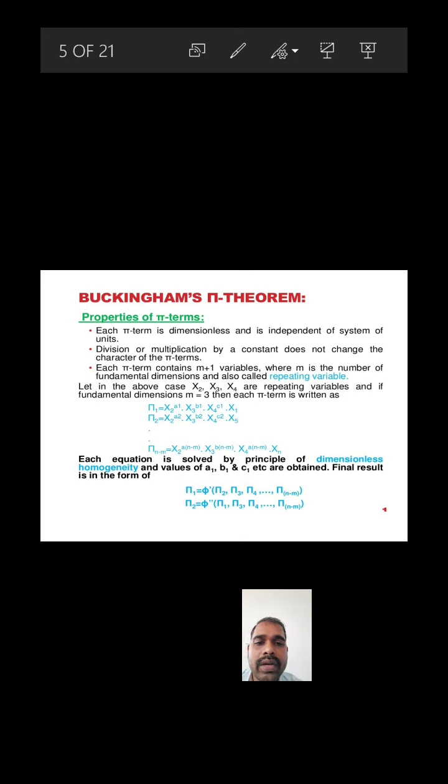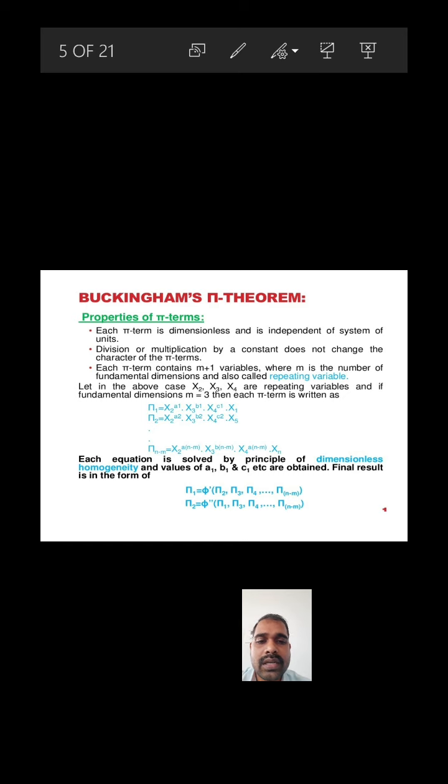Let us say in the above case x2, x3, x4 are the repeating variables, and the number of fundamental dimensions m is equal to 3. Then each pi term is written as pi1 equal to x2 power a1, x3 power b1, x4 power c1 into x1. So pi 2 equal to x2 power a2, x3 power b2, x4 power c2 and x5. We are calculating the pi terms, and the number of pi terms is n minus m.